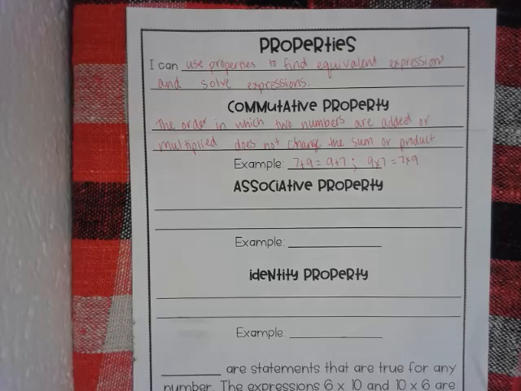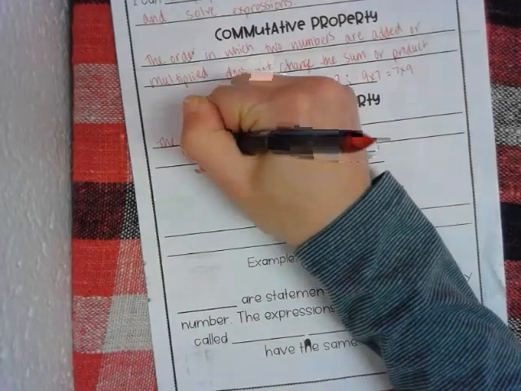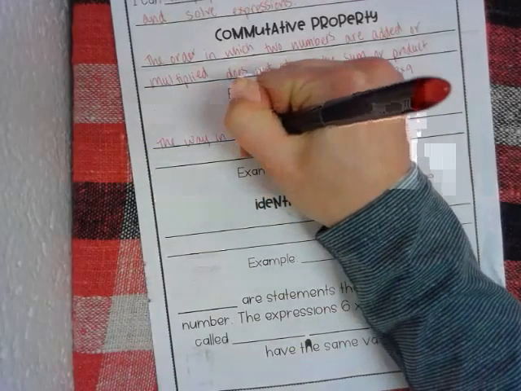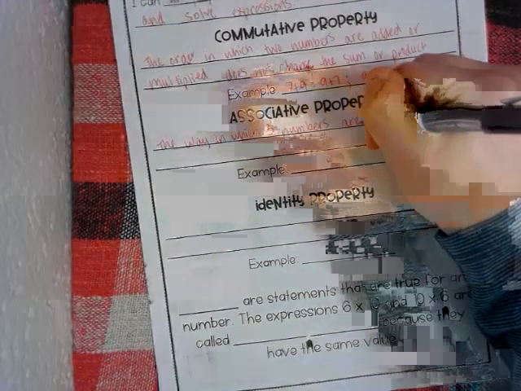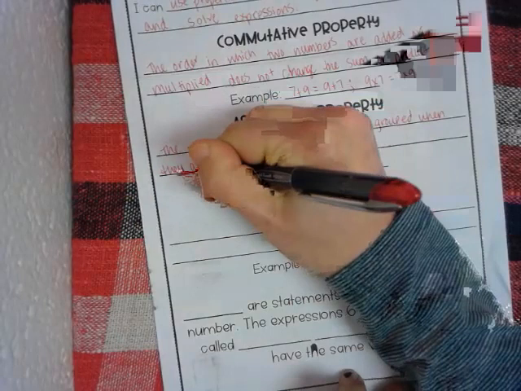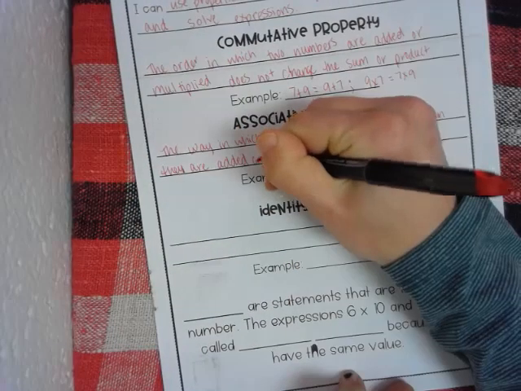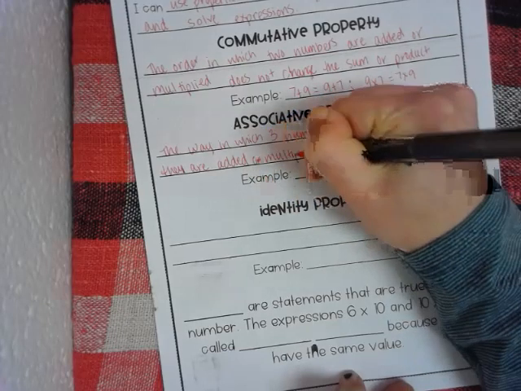Alright, the associative property. The associative property states that the way in which three numbers are grouped when they are added or multiplied does not change their sum or product.